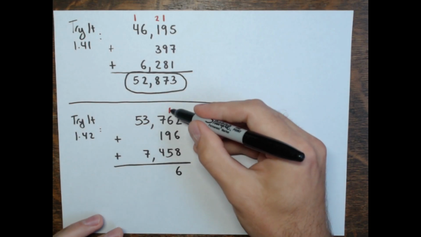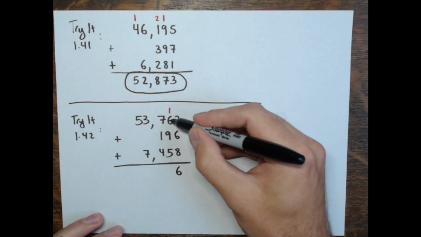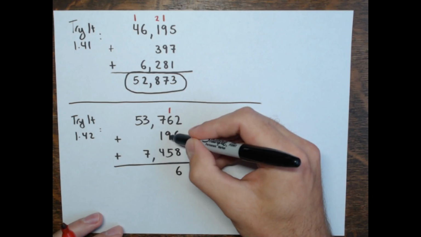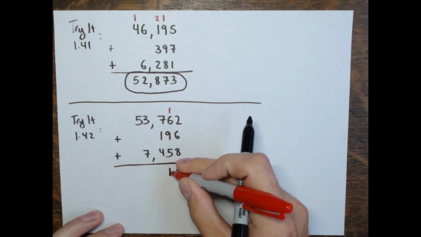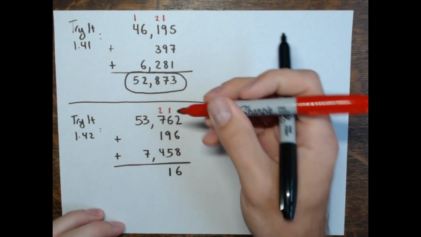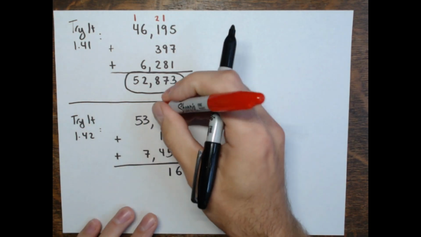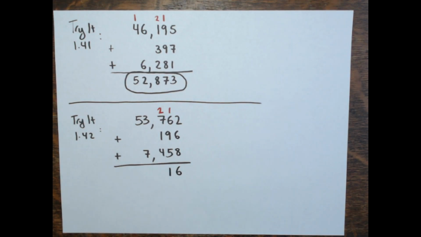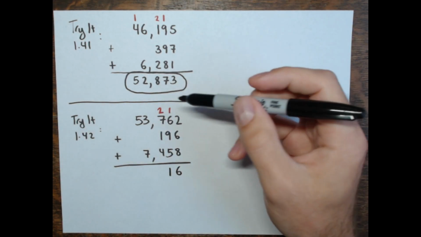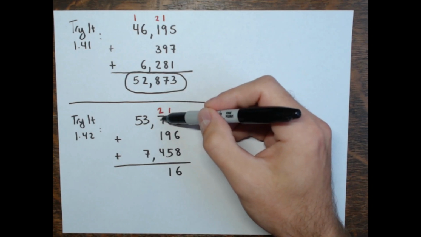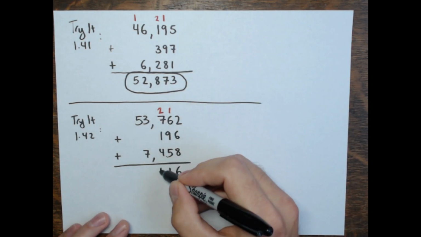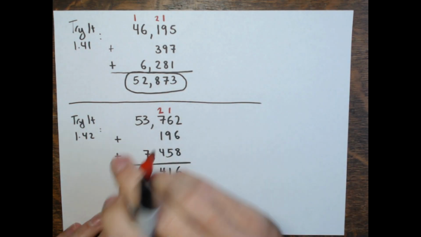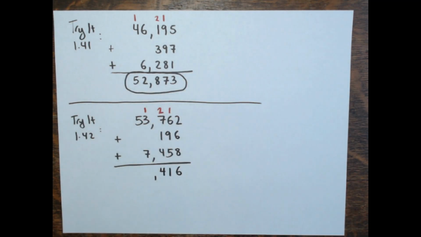Now in the tens, 1 plus 6 is 7. 7 plus 9 is 16. 16 plus 5 is 21. So you have 1 ten and then 2 hundreds, where that sum was 21. So I'm carrying 2 in the hundreds place. Then the hundreds, 2 plus 7 is 9. 9 plus 1 is 10. 10 plus 4 is 14. So you got 4 hundreds with 1 thousand, just carrying a 1. That sum was only 14.